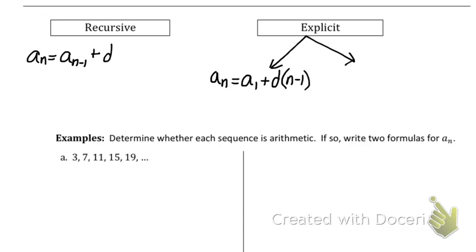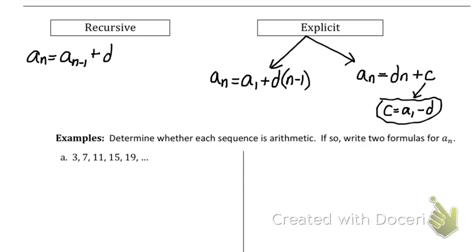Well, we can almost derive our next explicit formula because it's just based upon this. It's just simplified. So if I distribute this d, I would have d times n minus d. So we have d sub n. So my other explicit form is going to be a sub n equals d times n plus c, where this c actually equals a sub 1 minus d. This is just a simplified form of this one.